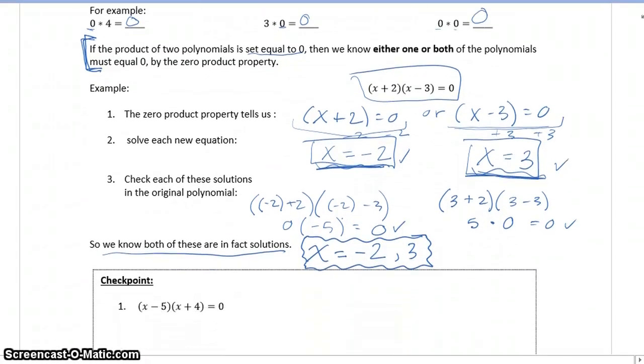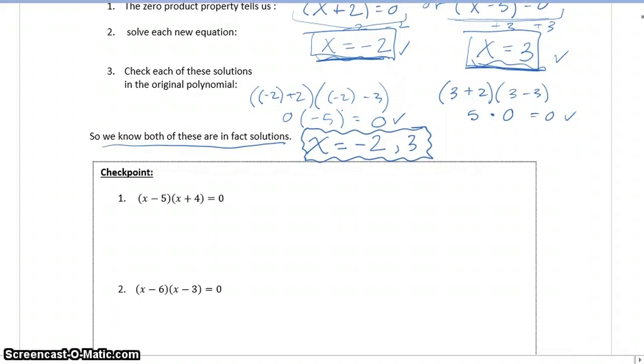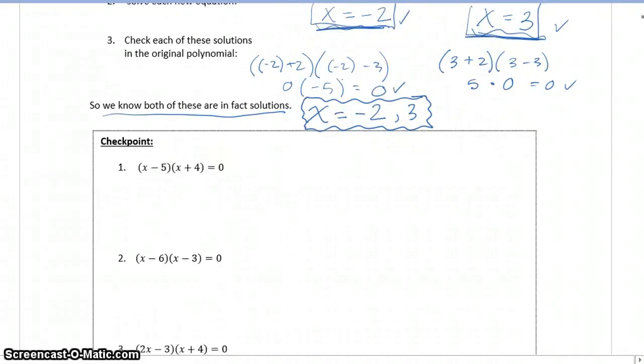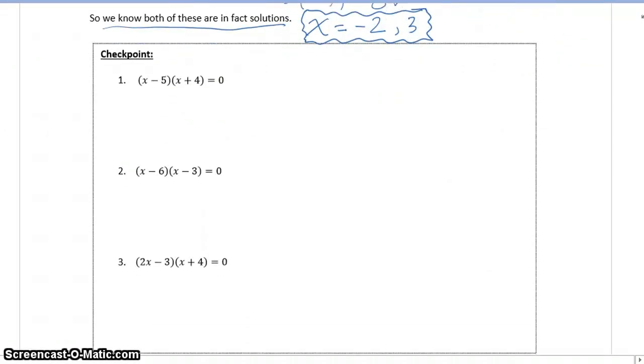Alright, so go ahead and try this checkpoint doing the exact same thing, setting both of the polynomials equal to 0 and see which solutions you get for x.